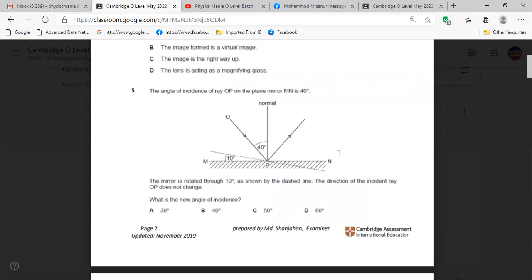So can you go through it, Monica? The angle of incidence of ray OP on the plane mirror MN. The mirror is rotated 10 degrees as shown by the dashed line. The direction of the incident ray OP does not change. What is the new angle of incidence? We have to find it.